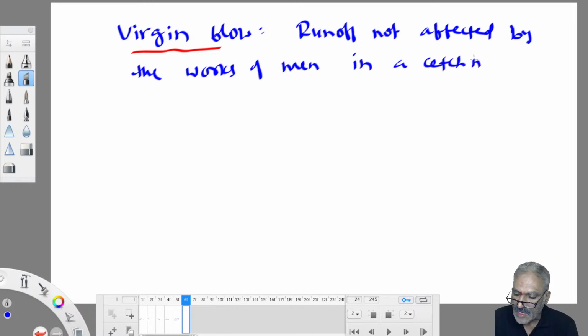So nowadays what is happening to recharge the ground? We are constructing so many check dams in a catchment. If you construct a check dam in a catchment, what happens? Water is stopped there. Water is forcefully pushed into the ground. That's called rainwater harvesting. It's happening now everywhere. In such a case, that is not a virgin flow. So a catchment which freely drains water without being affected by such works is called virgin flow. Understood now, Ashish?